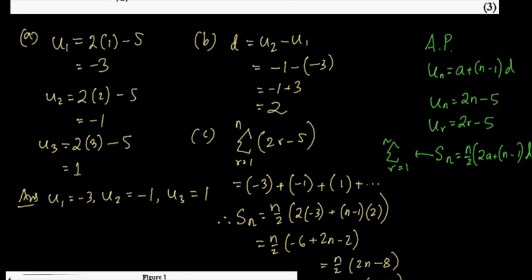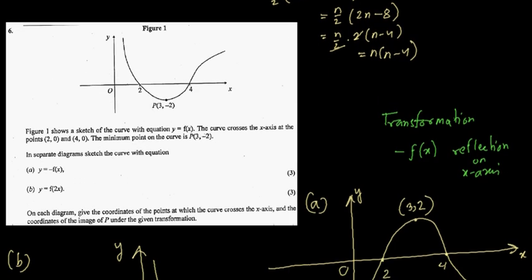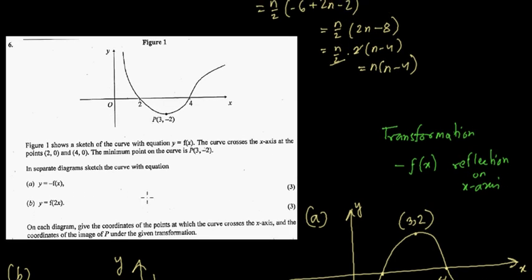The next one is transformation. Now in transformation, the first transformation is y equals to minus fx. Now we know that minus fx is reflection on the x-axis. So fx is considered this positive y. After all, it is called y equals to fx, and minus fx is minus y. So from here to here it flips, so it is a reflection on the x-axis.